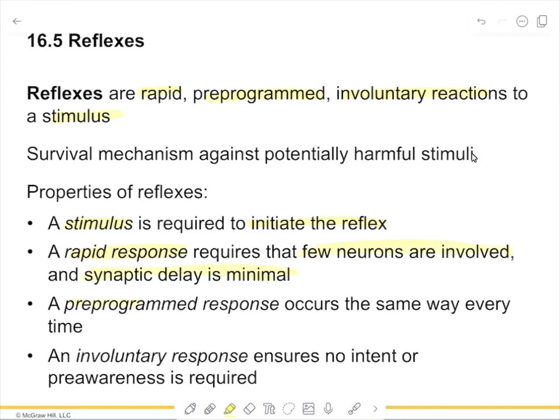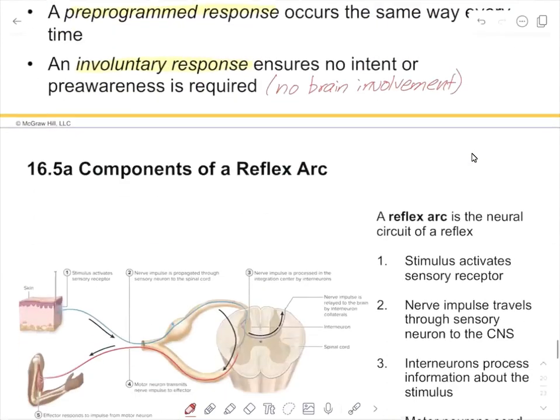It's a pre-programmed response that occurs the same way every time, and it's an involuntary response that ensures no intent or pre-awareness is required. Essentially, what that means is there is no brain involvement. So these basic reflexes, especially, and there are reflexes that involve the brain, but the basic spinal reflexes are going to just involve the spinal cord.